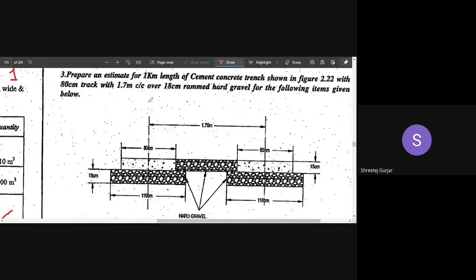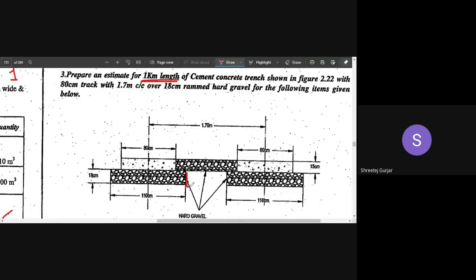So the third numerical. You can see that this is a different kind of road, a different kind of cross section. The length is given as 1 kilometer, so L is equal to 1000. It is a cement concrete trench, with the cement concrete trench in between.